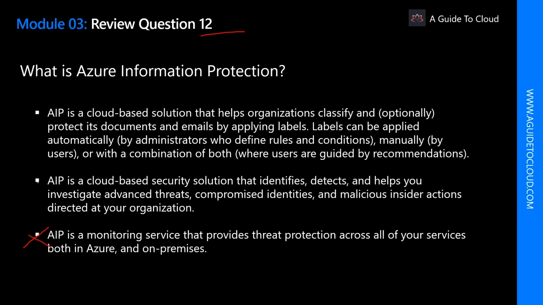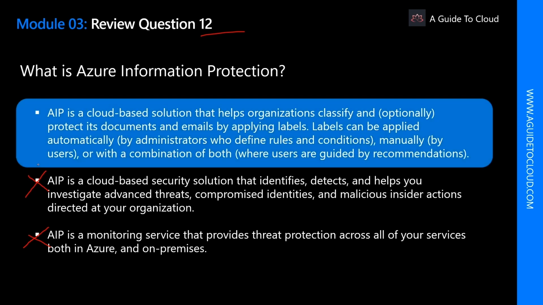So what is the next statement? AIP is a cloud-based security solution that identifies, detects, and helps you investigate advanced threats, compromised identities, and malicious insider actions. Definitely not. AIP cannot do any of that. That can be done by Azure Identity Protection, Azure Privileged Identity Management, and Azure ATP as well. So the right answer is the first statement, which is AIP is a cloud-based solution that helps organizations classify and protect their documents and emails by applying labels. These labels can be applied automatically, manually, or a combination of both.